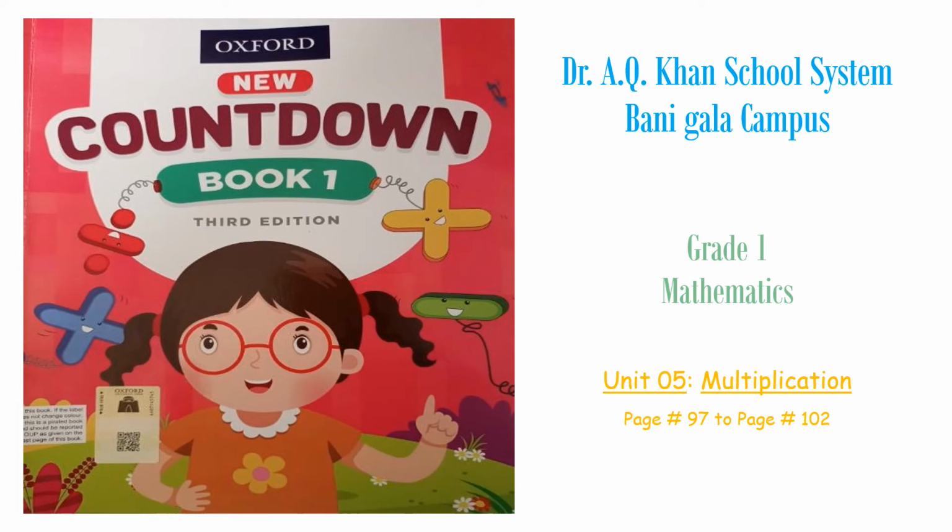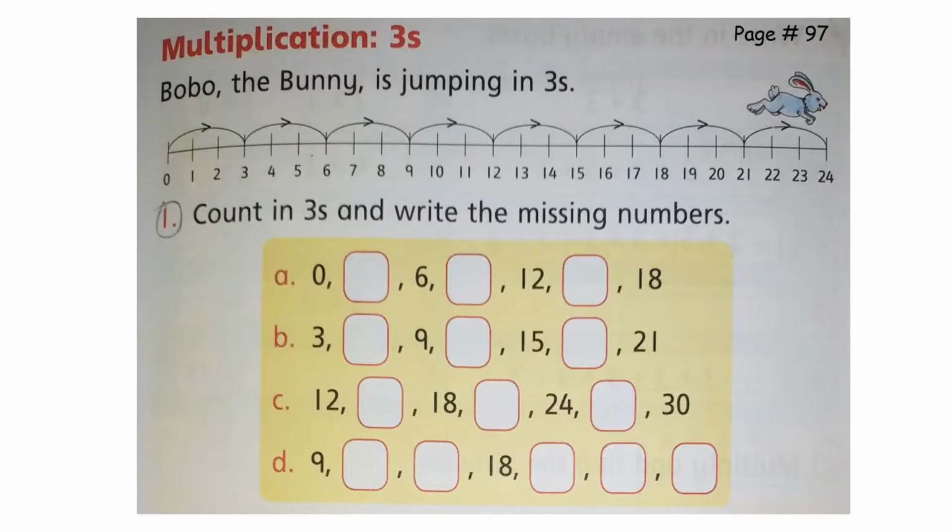We'll continue unit number 5, which is multiplication, and in this video we are going to do from page 97 to page 102. So let's start. Okay, in the previous video we had done table of 2. Now we are going to do table of 3 times table.